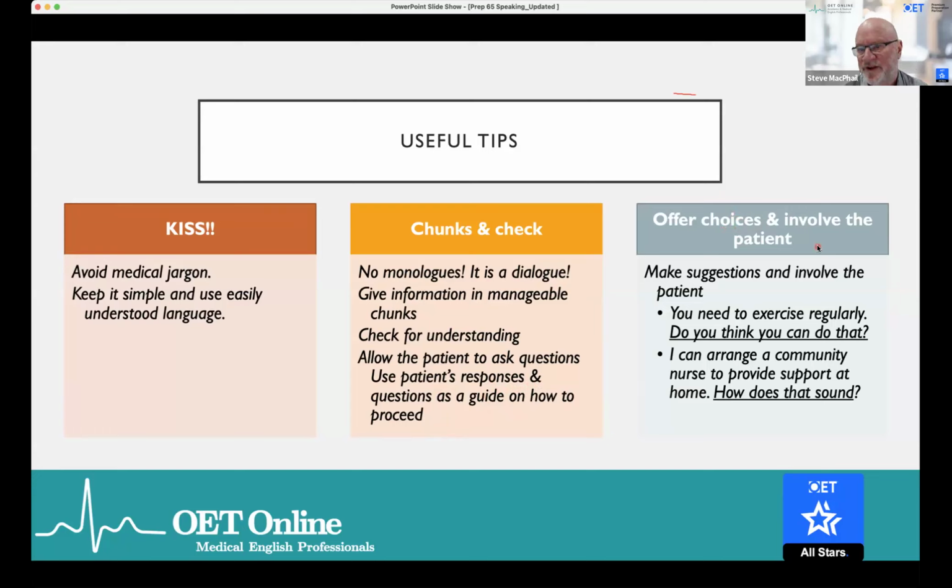Offer choices and involve the patient. So you're going to make suggestions. For example, you need to exercise regularly. Do you think you can do that? Again, that's involving the patient. I can arrange a community nurse to provide support at home. How does that sound? These techniques enhance communication and help you meet the OET speaking assessment criteria.